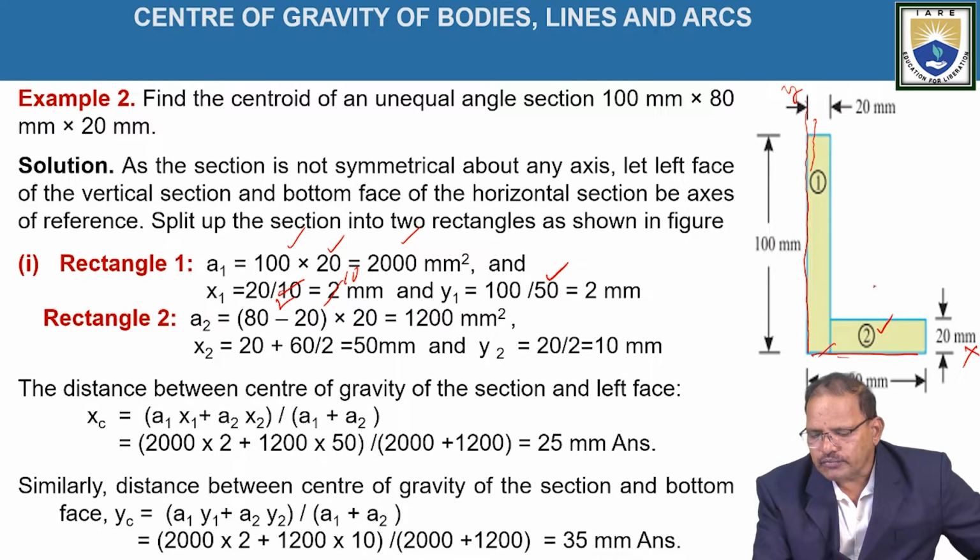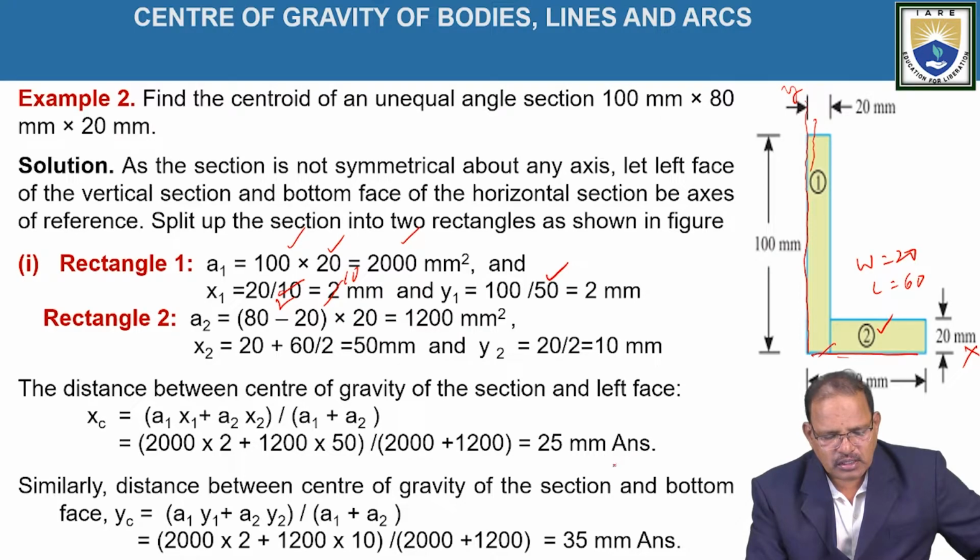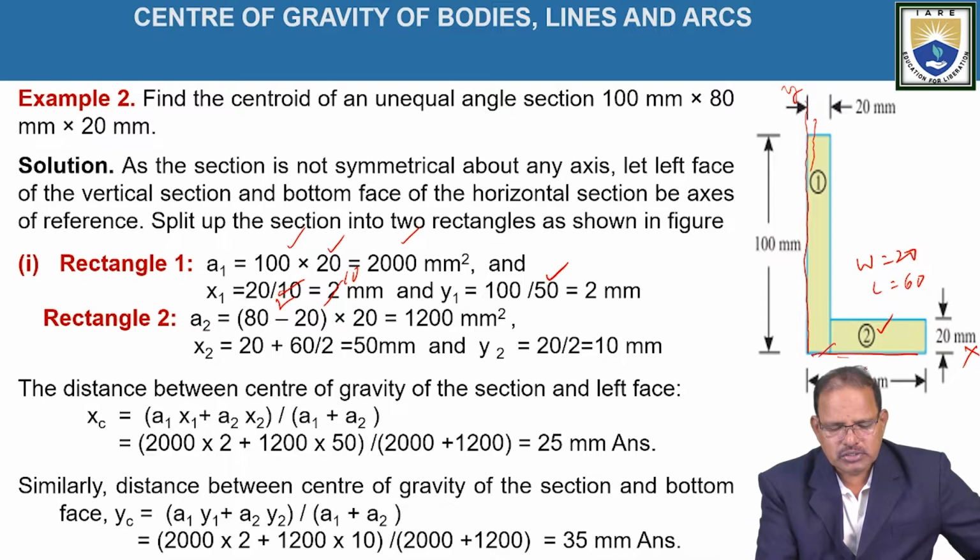Similarly, A2 is the area of the rectangle. After subtracting 20 mm, the remaining length is only 60 and the width is equal to 20 mm. Hence, A2 is equal to 20 into 60, which is equal to 1200 mm square.